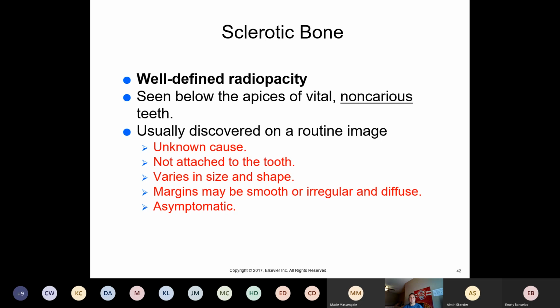Sclerotic bone, we've talked about sclerosis already, when we talked about sclerosis of the pulp chambers. Now we're going to talk about sclerotic bone that can occur in the bone of your jaw. So this is going to be, again, a well-defined radiopacity. It is also seen below the apex of vital, non-carious teeth. It is usually discovered just on a routine image, so there's no known cause. It's not attached to the tooth. It can vary in size and shape. The margins of this radiopacity can be smooth, irregular, or diffuse, and it's asymptomatic. Patient doesn't even know they have it.